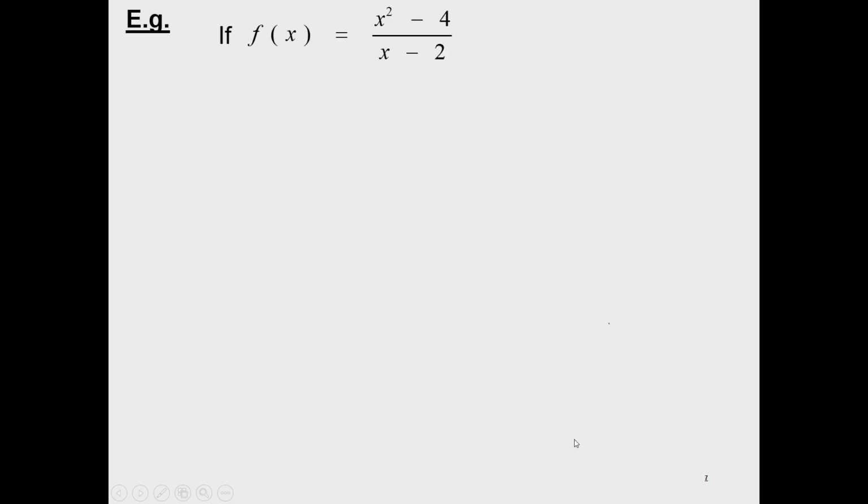So let's look at some more examples. If f of x is equal to this, x squared minus 4 over x minus 2, this is a rational function. Calculate the value of the limit as x approaches 2 of f of x. So what happens when the limit as x approaches 2 of this entire function f of x? This is f of x.